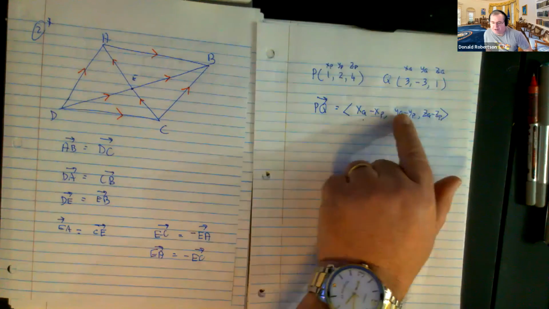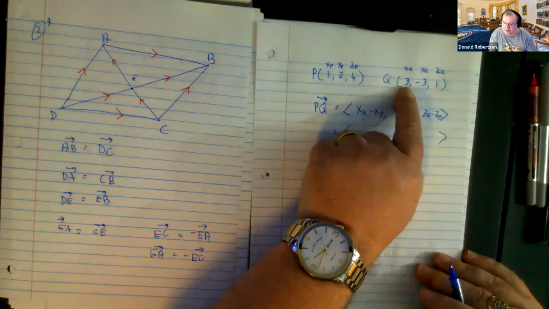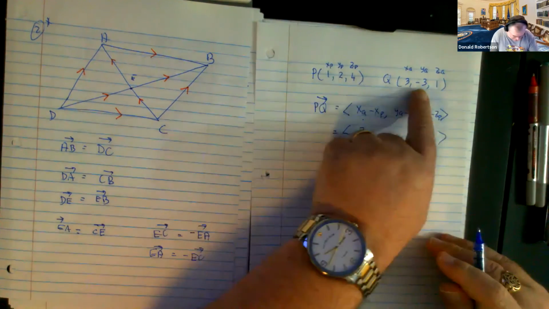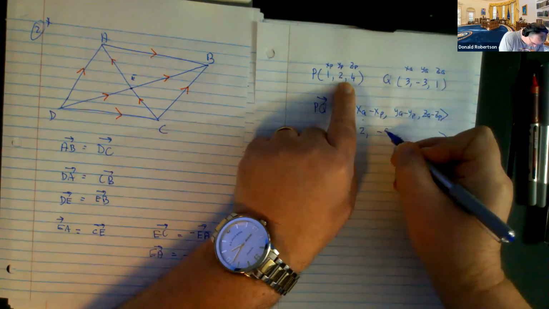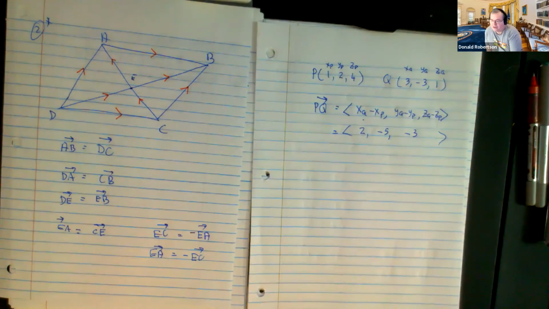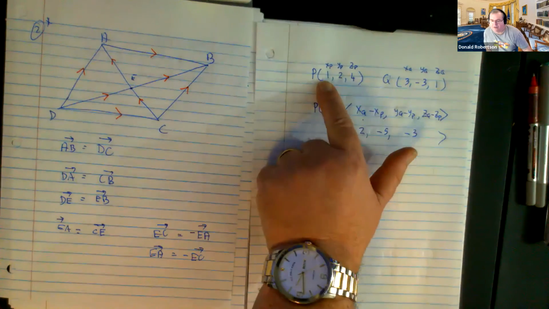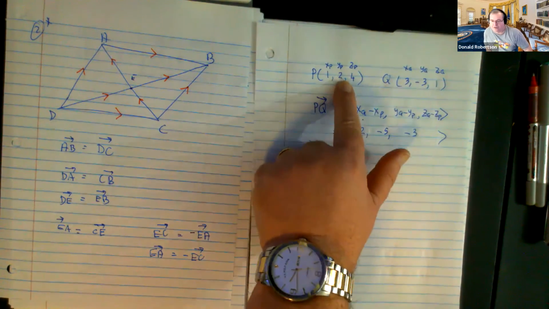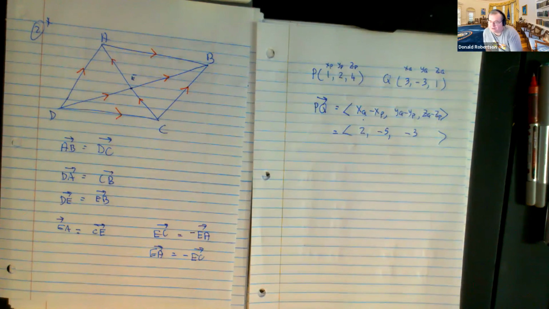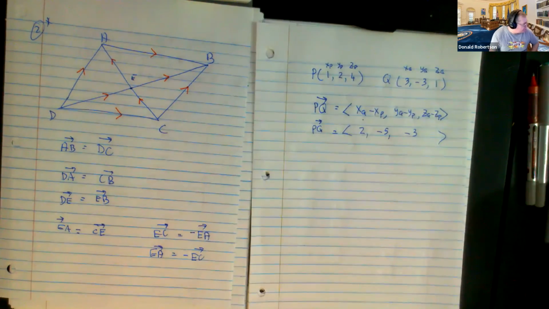I don't normally remember it as this formula. I remember it as second guy take away first guy. So basically you go 3 take away 1 is 2. -3 take away 2 is -5, and 1 take away 4 is -3. I find that much easier to do than formulas. Do you get what I'm saying? Second guy, take away first. And you have got your vector. So that's how you find a vector joining 2 points when you're given the coordinates of those 2 points.